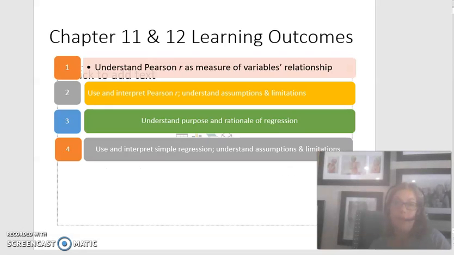I have some goals for you this week. The first is we're going to understand what the Pearson correlation is. There's different types of correlations. We're going to focus on the Pearson. We're going to learn how to interpret it, things we should and shouldn't do in interpreting it. And then part two is going to be stuff that connects to the regression.